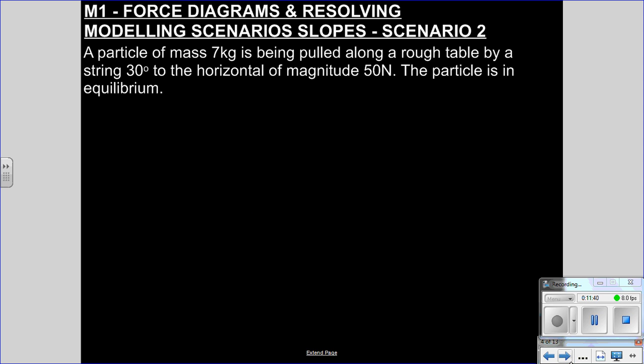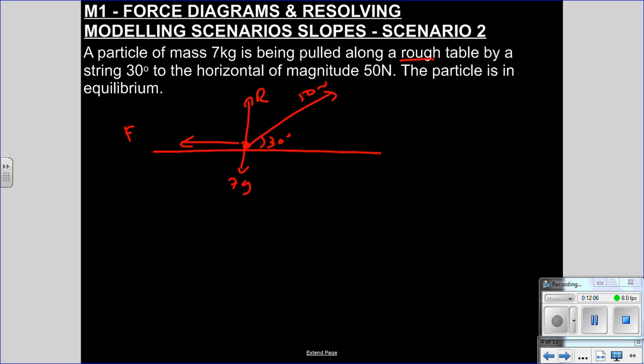Let's go for another example. So a particle of mass 7 kg is being pulled along a rough table. Okay, so here we go. Particle 7g must have a normal reaction because it's touching a surface. Rough table, so therefore there's friction involved. There's a string, which is magnitude 50 newtons, 30 degrees to the horizontal, and there's friction.